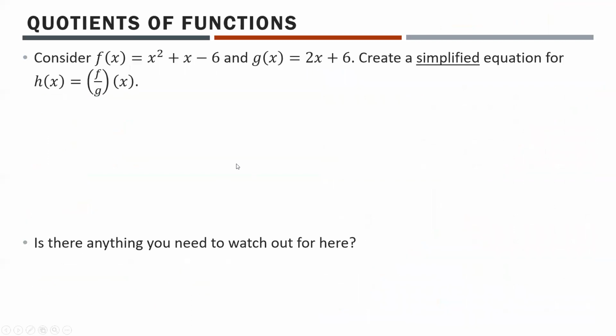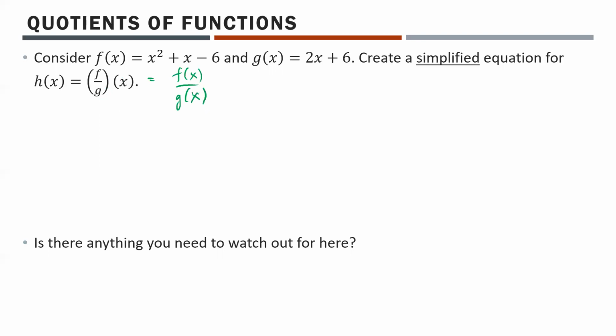All right, so next one, we're going to do a quotient of functions. It's exactly how you think it would be, except there's going to be one little thing we're going to watch out for, as you can see on the bottom here. Consider that f of x equals x squared plus x minus 6 and g of x equals 2x plus 6. Create a simplified equation for h of x equals f over g of x. That literally just means take f of x and divide it by g of x.